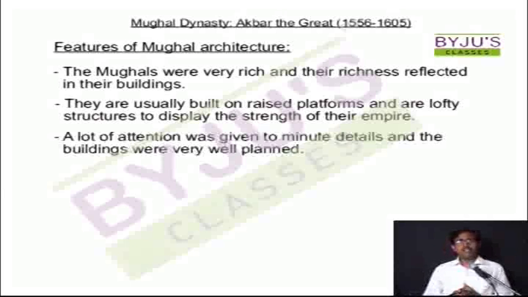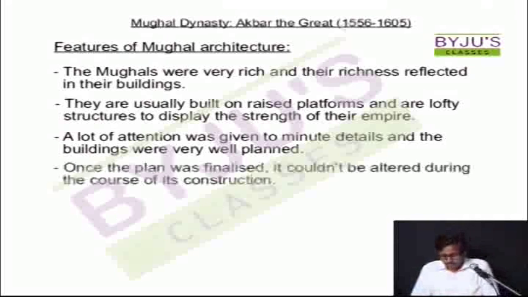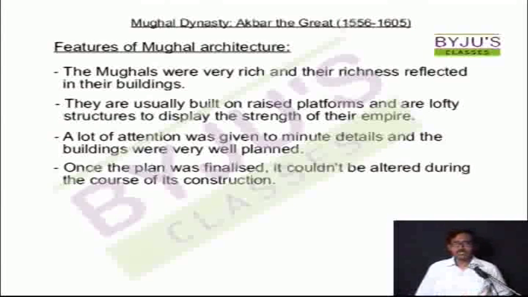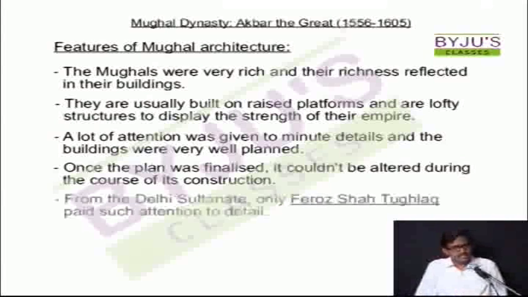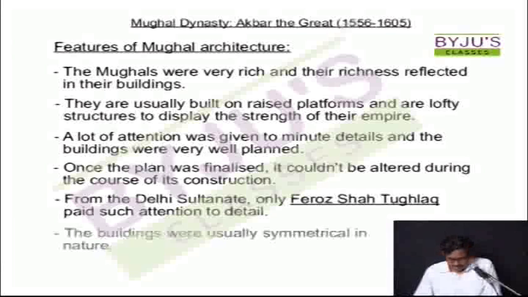Once a model was finalized, no change was possible during the course of construction, unlike the buildings built before this. Only Firoz Shah Tughlaq, it is believed, was so serious about such details in the Delhi Sultanate. Otherwise, the buildings built before the Mughals had a lot of changes in between, and that is how the symmetry we can see in Mughal buildings is unparalleled and unmatched in the history of architecture in India.